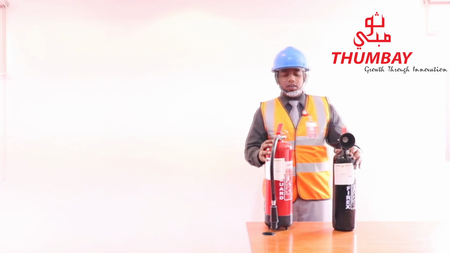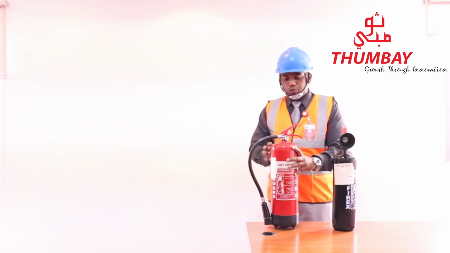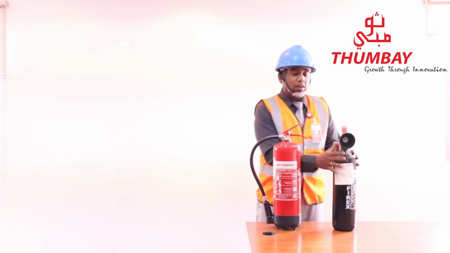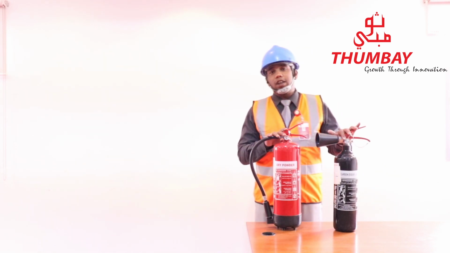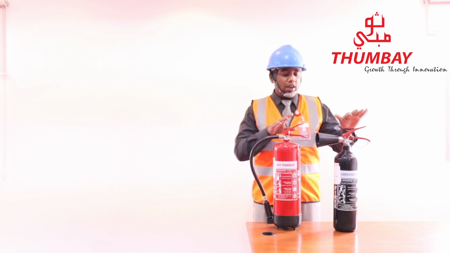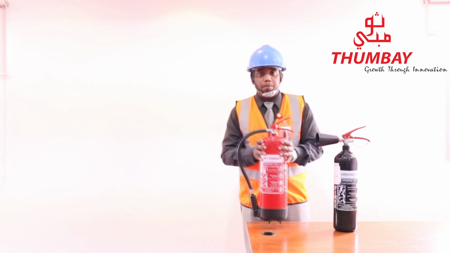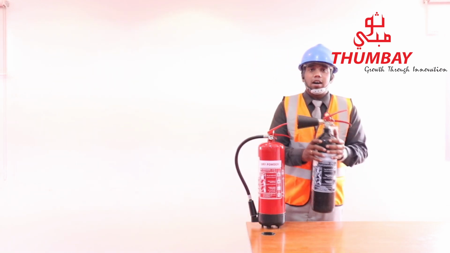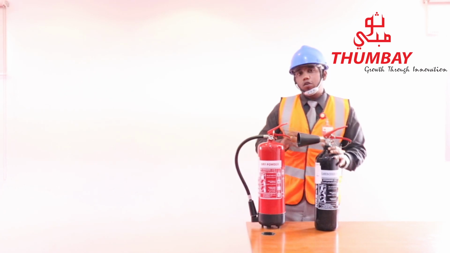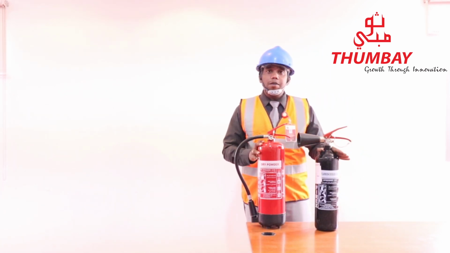We have got two types of cylinders, one which comes in red color and the other which comes in black color. But please, I advise you, do not go by the colors. We have got two cylinders. This one is a dry chemical powder and this one is carbon dioxide. Previously we used to go by colors, but now the carbon dioxide one also comes in red color.